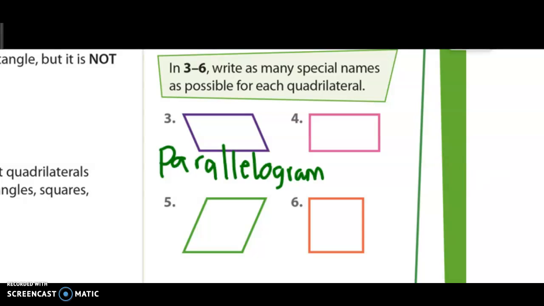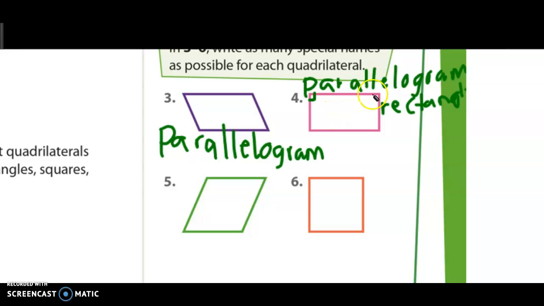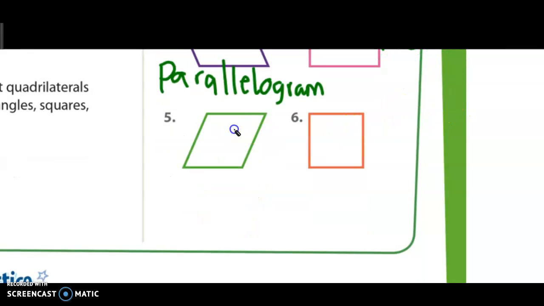Number 4 is still a parallelogram. It is also a rectangle. The reason it's a rectangle is because it has those 4 perfect corners. It has 2 sets of parallel sides, and it has 2 sets of opposite sides that are the same length. So we can call this one a quadrilateral, a parallelogram, or a rectangle, and all would be correct. The most specific name you can give it is a rectangle.